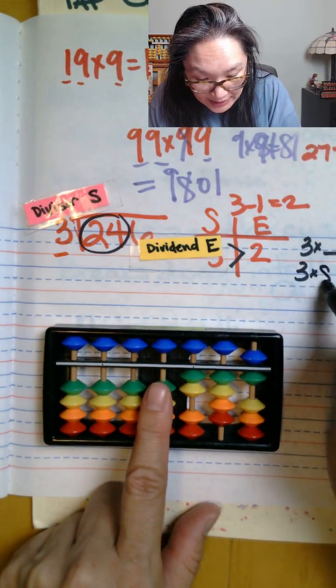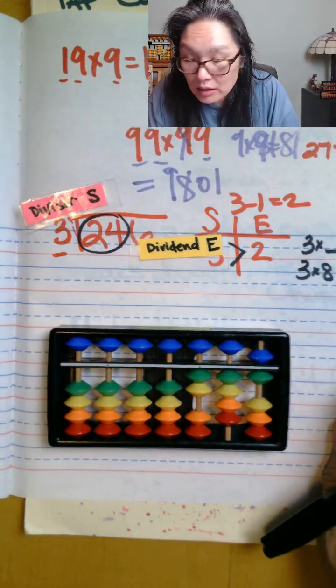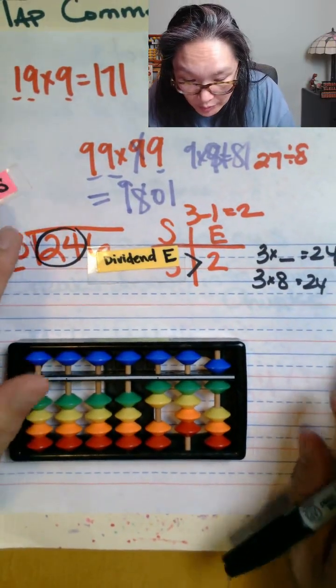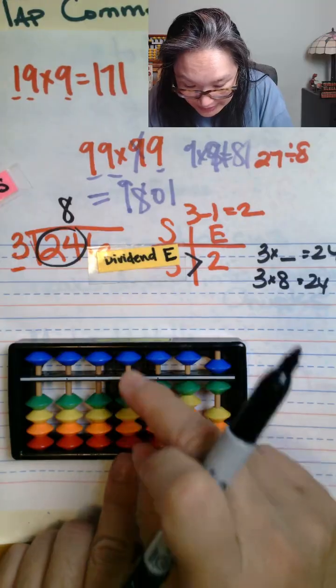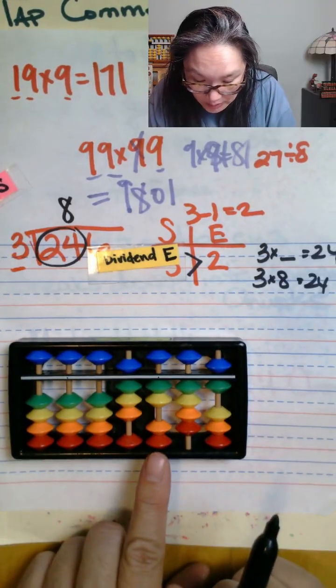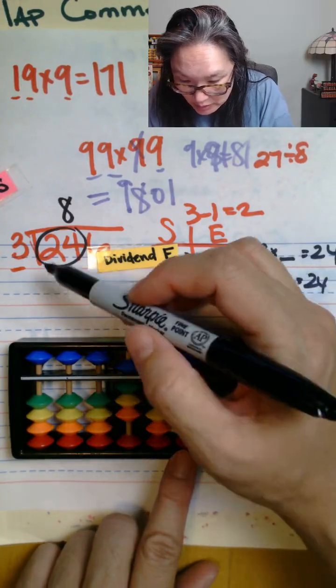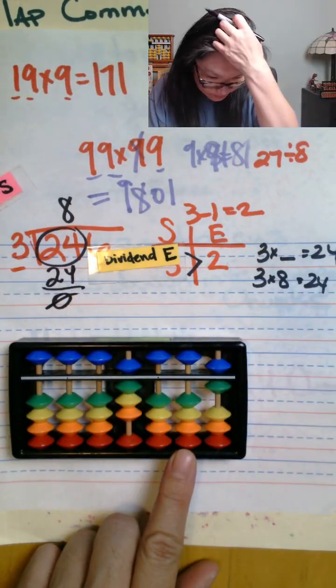3 times 8 is equal to 24. So I'm going to put my 8 here, right? I take away 20, I take away 4. So 24, right? This is just long division.